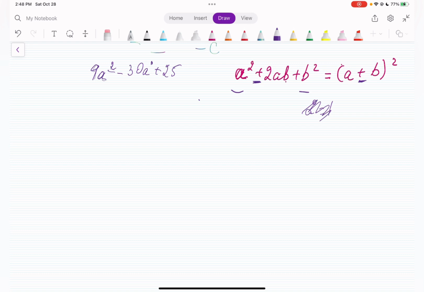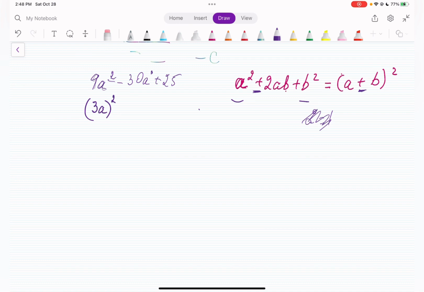So 9a squared is the square of 3a to the power 2, right? And the last term, 25, is 5 to the power 2. Indeed, the first and last terms are each some number or term to a power. Now in the middle I have to get minus, because here I have minus. I am looking for minus 2ab. If I get 30a, then this expression is a perfect square.